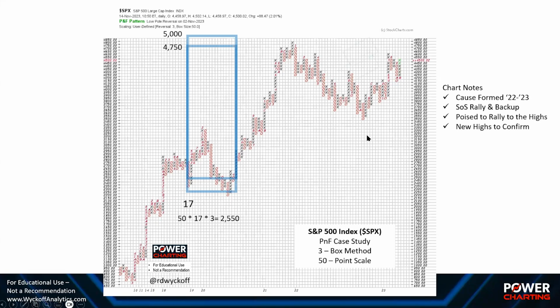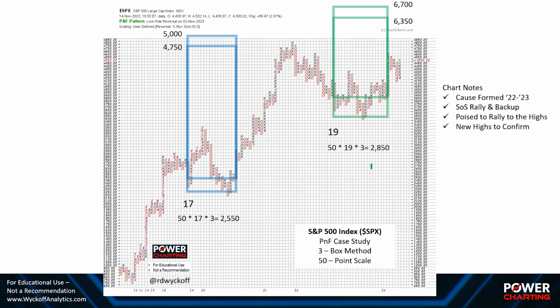And so here is the count across from March of this year, and this actually goes all the way back to June. So this decline occurs in June, end of the quarter, and this count is 22. This count across here gives us a count of 19, times 50 times 3-box reversal, 2,850 S&P points of count upward objective.